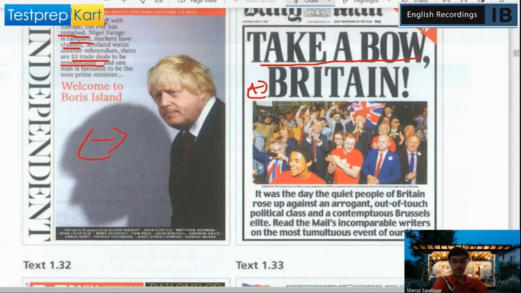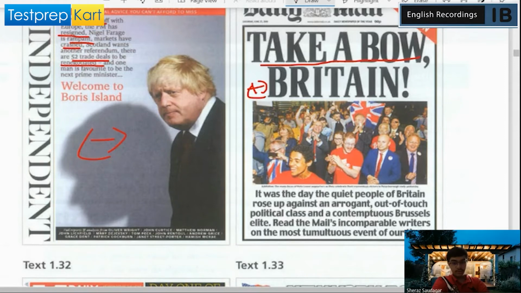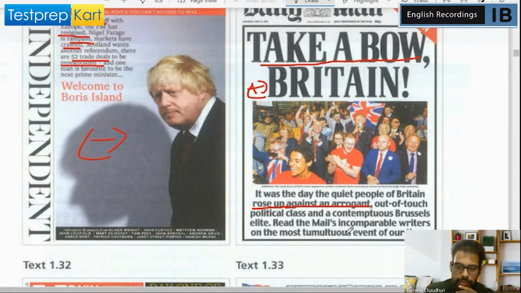The second thing would be the image. You can see people are happy. Excellent. And then the third section of the newspaper, the bottom half, it says it's the day when the quiet people of Britain rose against an arrogant, out of touch political class and a competitive Brussels elite. Read the Mail's incomparable writers, and the most tumultuous. What does the word tumultuous mean?